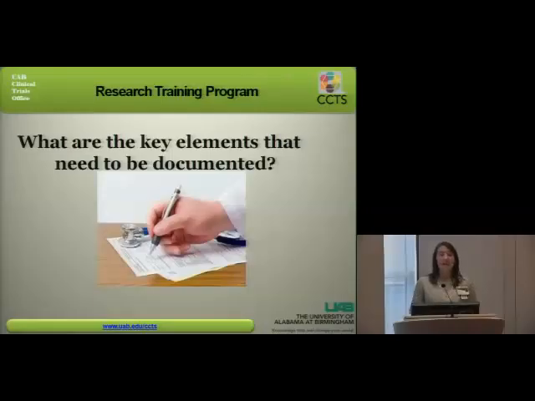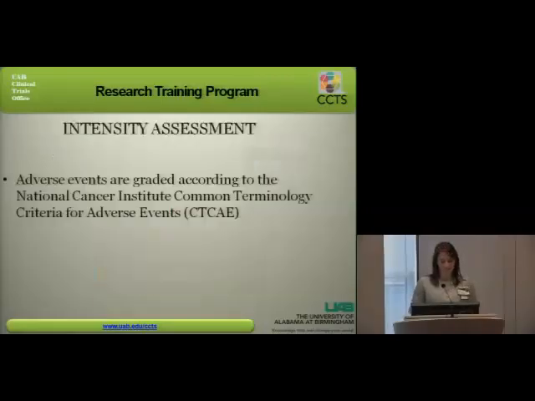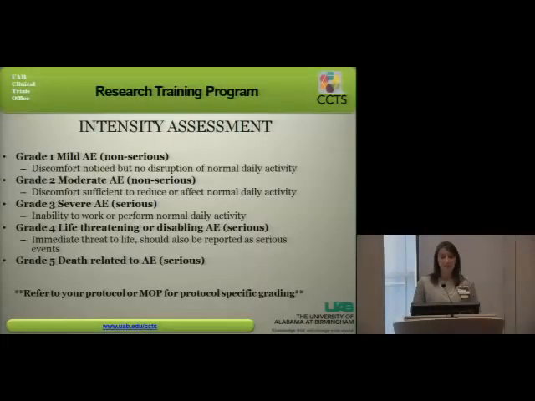So what are the key elements that need to be documented? The intensity assessment. Adverse events are graded according to the National Cancer Institute Common Terminology Criteria for Adverse Events. With the intensity assessment, there are 5 grades. Grade 1 is a mild AE, which would be non-serious. This is discomfort noticed, but no disruption of normal daily activity.